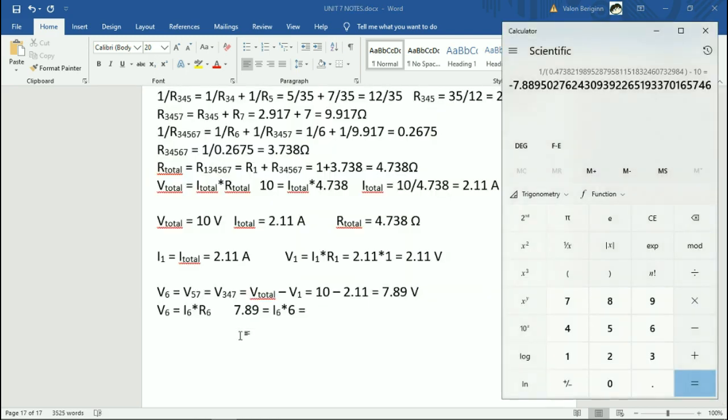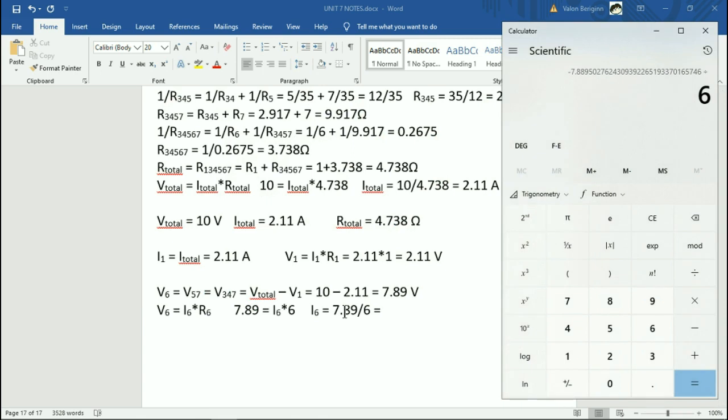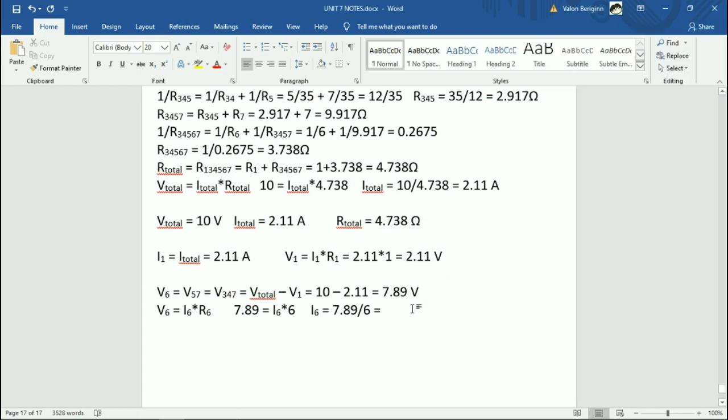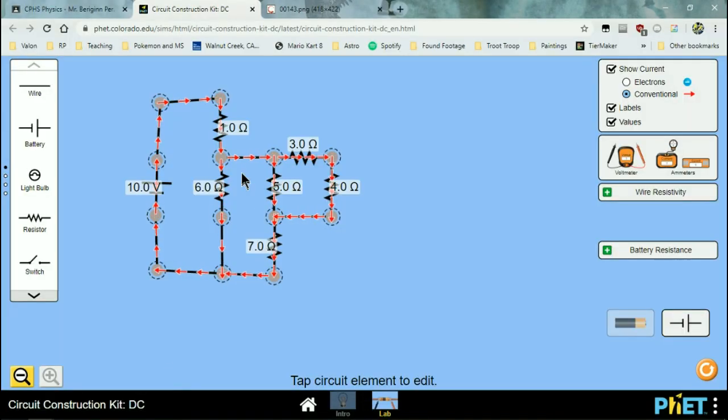So that means I6 equals 7.89 divided by 6. So again, it's negative. Ignore the negative, I just shorthanded it. So it's 1.315 amps. Okay. So we know that this path therefore uses up 1.315 amps. Now, what does that mean?